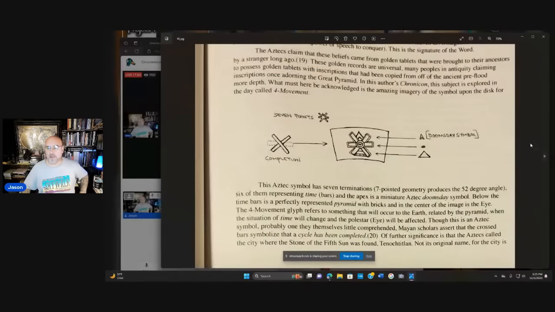Now, the concept in ancient America of the Great Pyramid and the eye, and the Great Pyramid symbolizing not only doomsday, but also the closing of a great cycle, is found right here. Right here in these Aztec glyphs, you see the crossed bars in the Aztec symbols meant the completion of a cycle. Each bar is a cycle. Now, in this, you see a little bricked pyramid at the bottom underneath an eyeball in the center. You see the Aztec doomsday glyph above all that. The concept is here. It's just been embellished by culture.